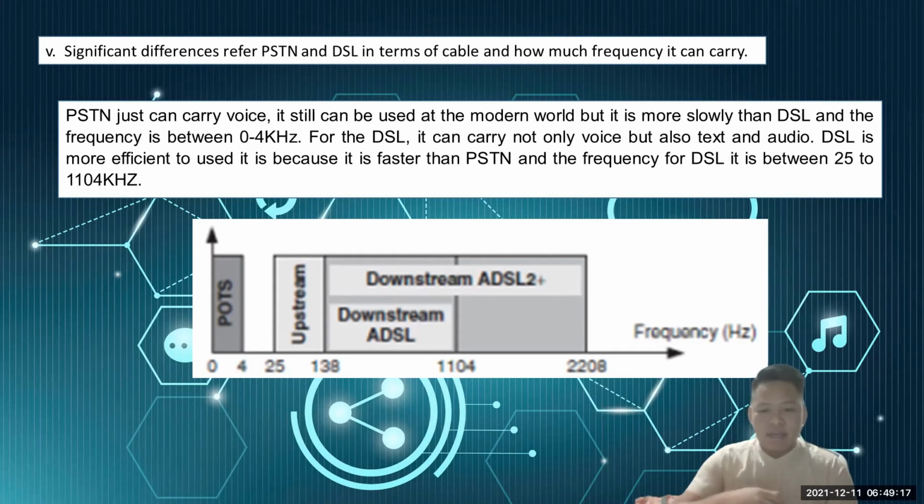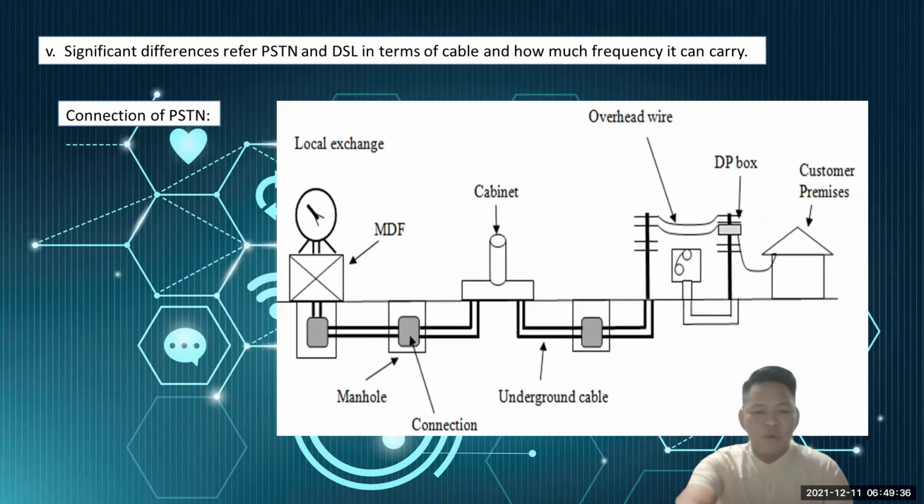And then this is the diagram, where we can see the POTS is also known as the PSTN, and the upstream and downstream are for the DSL. So this is the connection for the PSTN. We have the local exchange, the MDF cabinet, which can serve one residential area, 100 to 300 customers. And then next, go to the DP box and go to the customer premise.